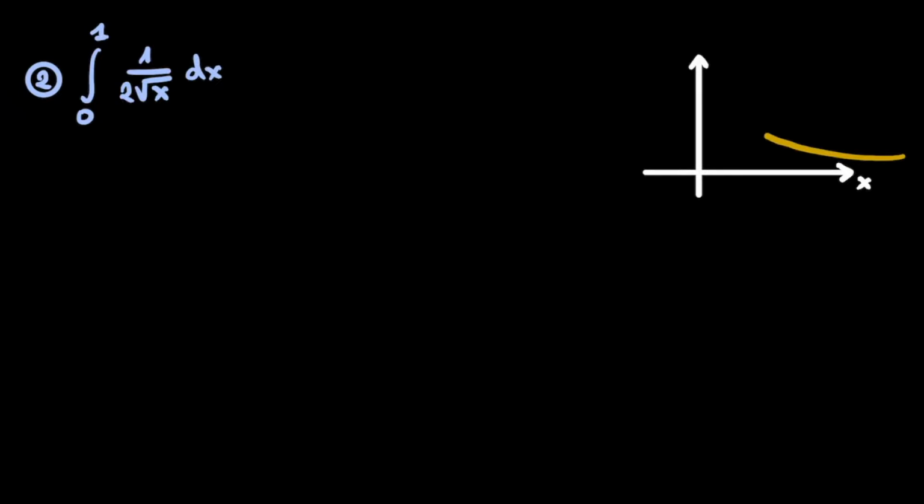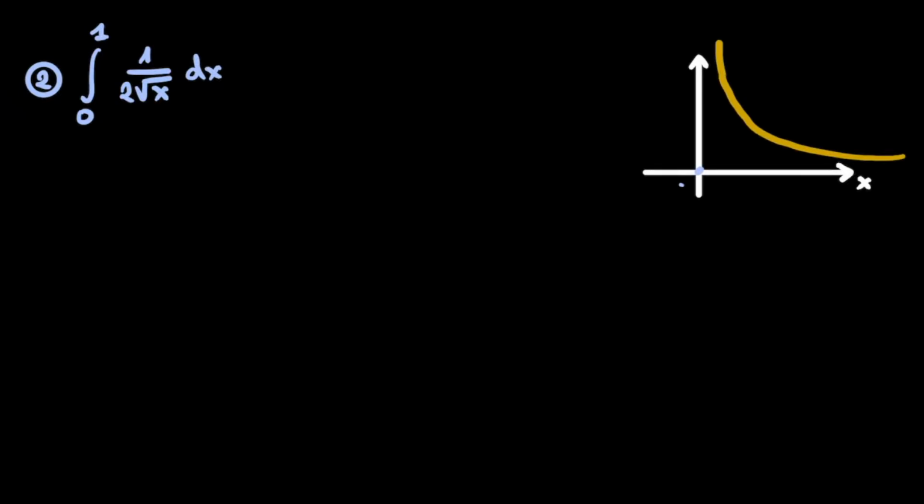We integrate from 0 to 1 again, and now the function 1 divided by 2 times the square root of x. And we don't forget our dx. Now again, the first step is to identify whether this function indeed has any divergences. So where does it become infinitely large? We see that because we have an x in the denominator, if x becomes 0, then this function will become infinite. And this also becomes apparent when you plot this function.